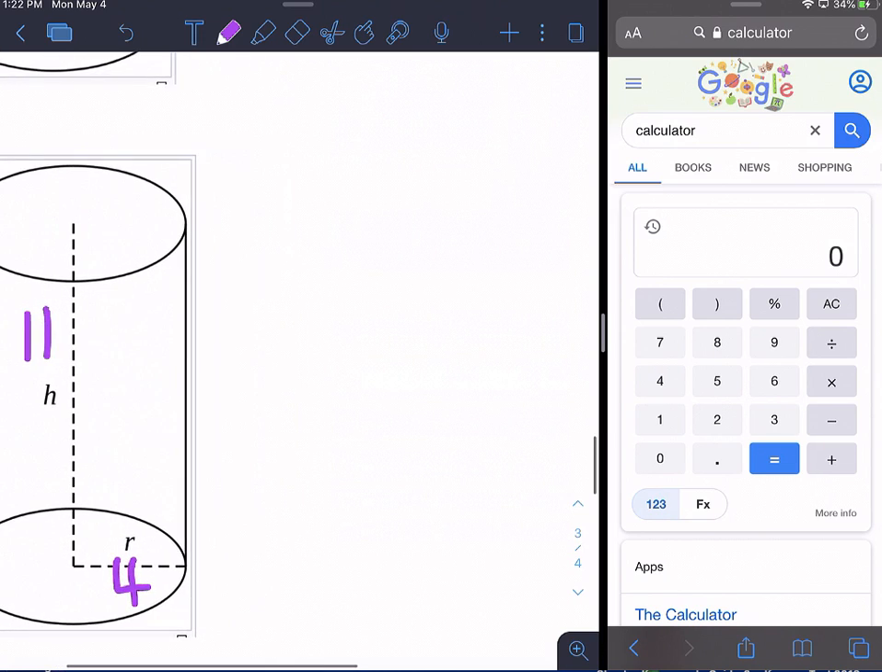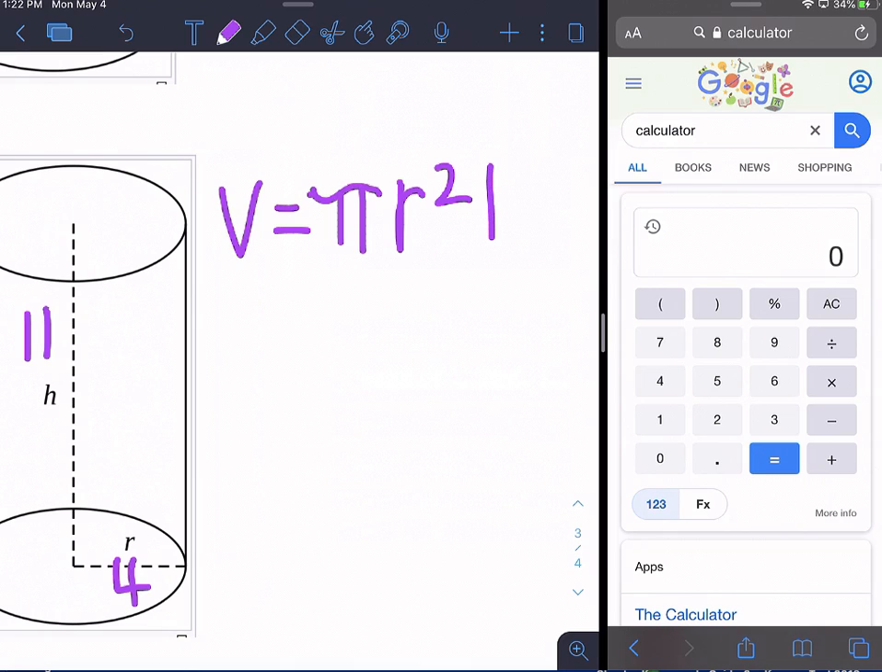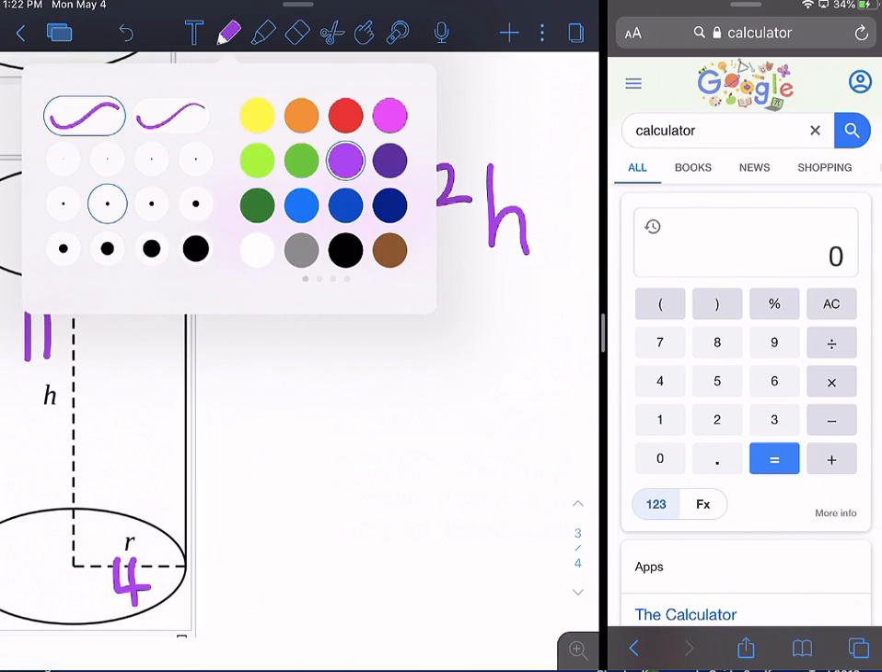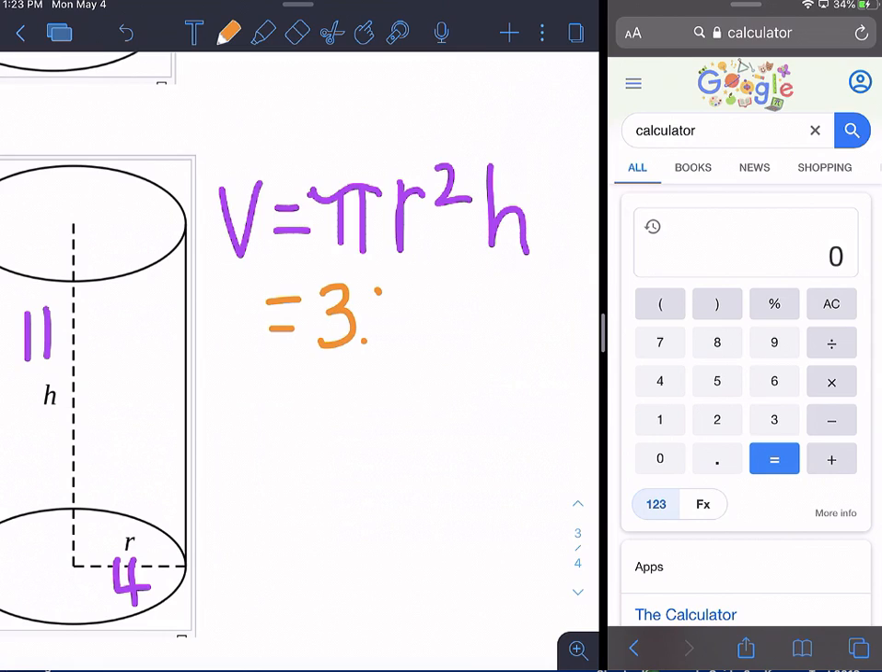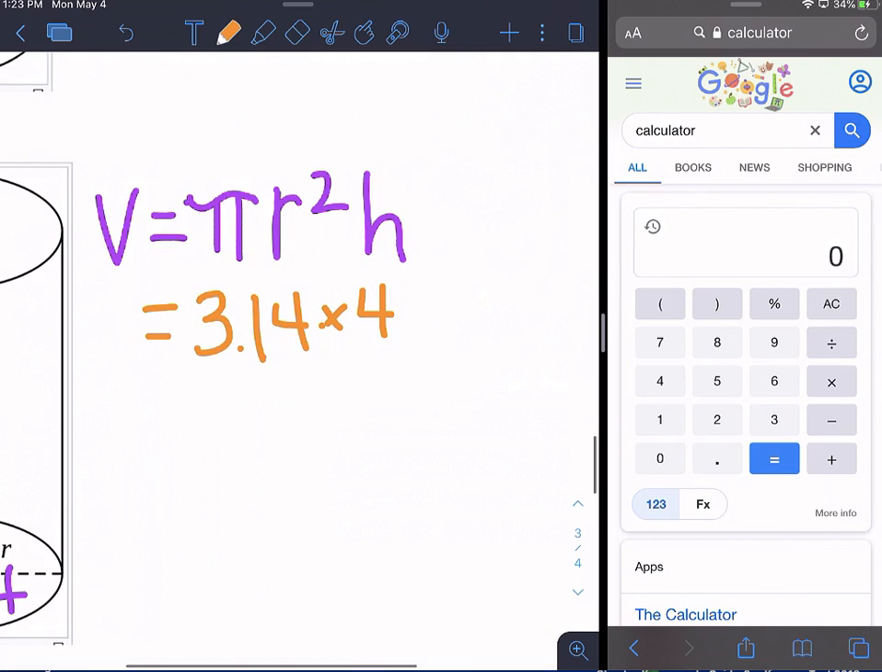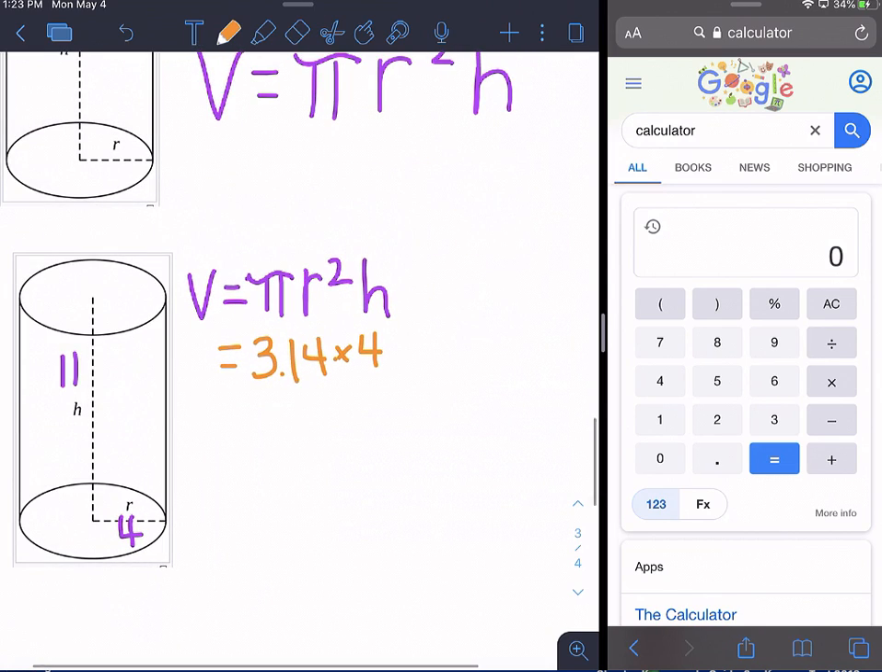So to find the volume, we do pi r squared times the height. Now I'm going to replace all those numbers with the numbers that they need to be. For pi, remember, we use 3.14. The radius is 4. And since we're going to be using our really simple calculator, we're going to do 4 squared as 4 times 4. And then the height is 11.